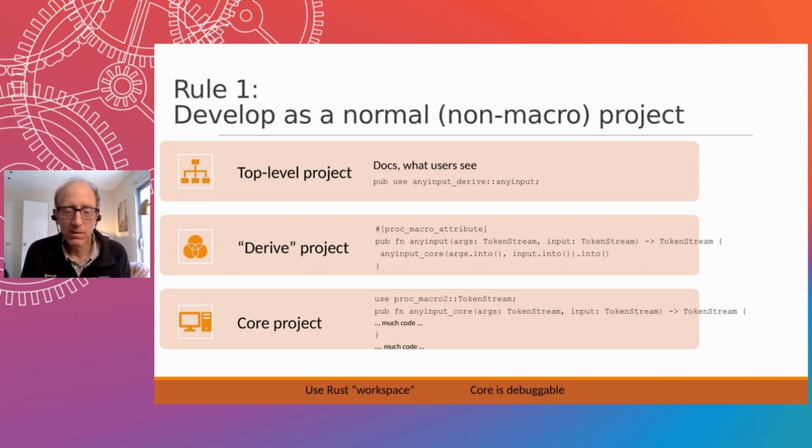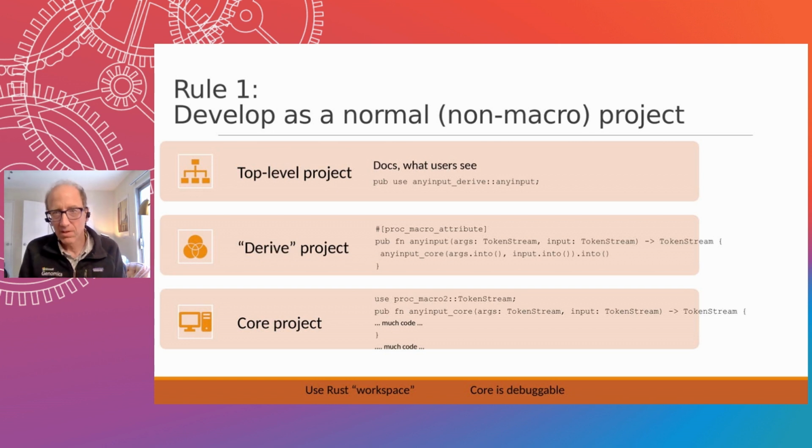In my code for this level, and I recommend this, I only have 11 lines of code, because what's really going on is I define this function anyinput, and all it does is call anyinput_core, passes the 2 inputs to it, and then takes the output from anyinput_core and returns it. And you'll notice some .intos. That's because there are actually 2 kinds of token streams that are designed to be very similar and interconvertible, and doing those .intos tells the compiler that it can convert them for us.